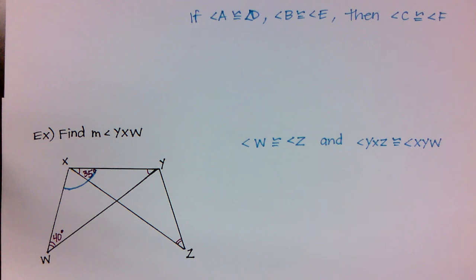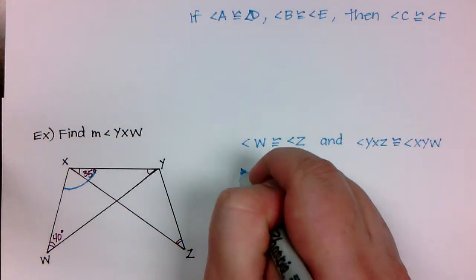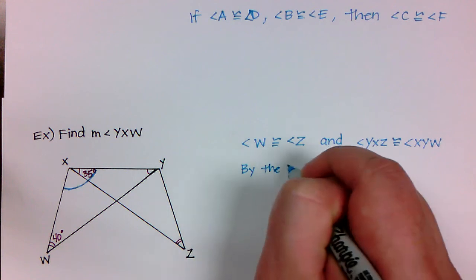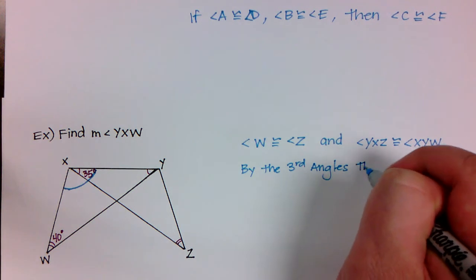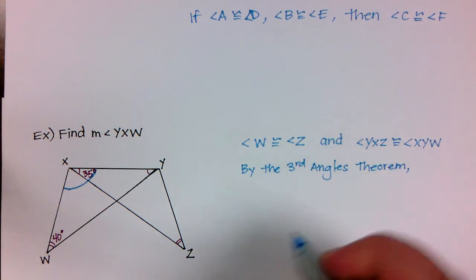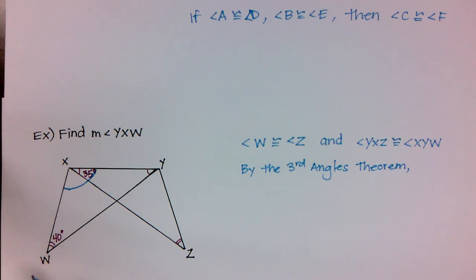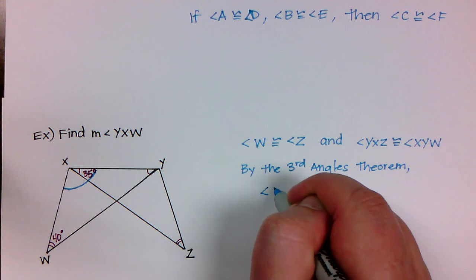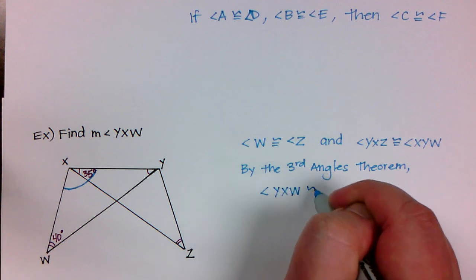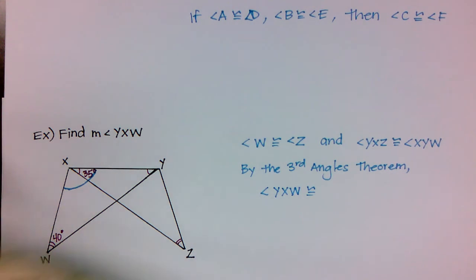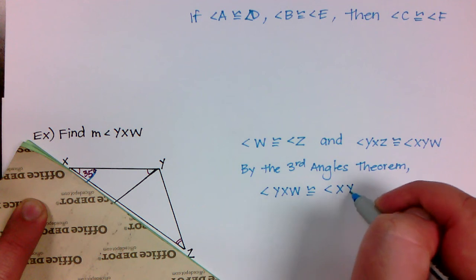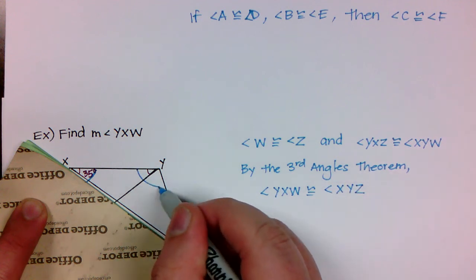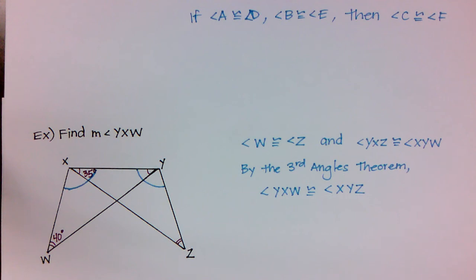So by the third angles theorem, I can see that angle YXW, so this really big one that I already highlighted in blue, YXW is congruent to this other big one. If I covered this up, angle XYZ, this one over here, they should be congruent to one another, okay?